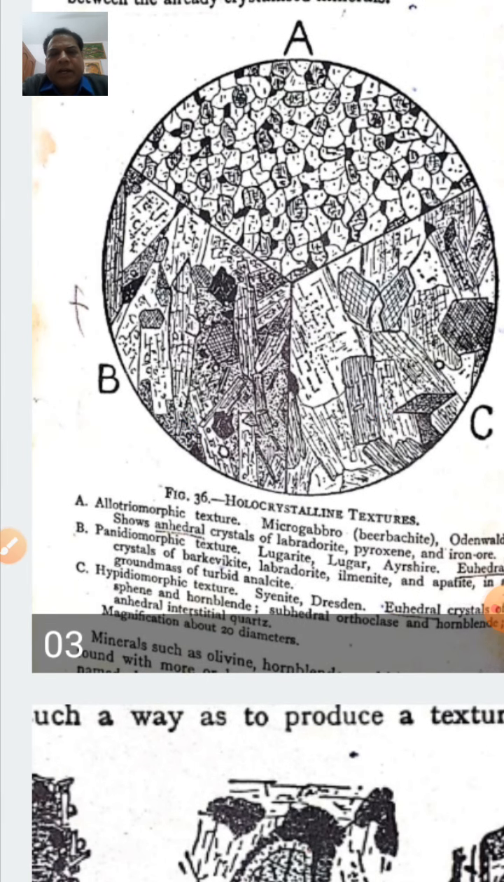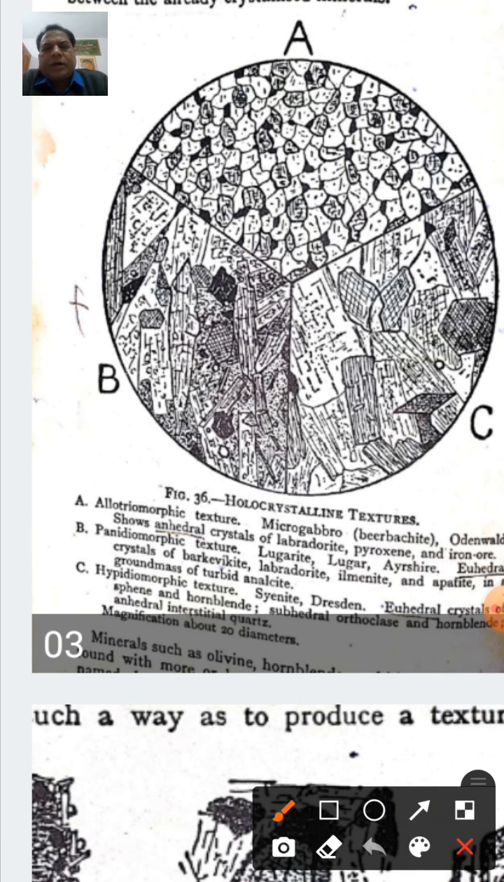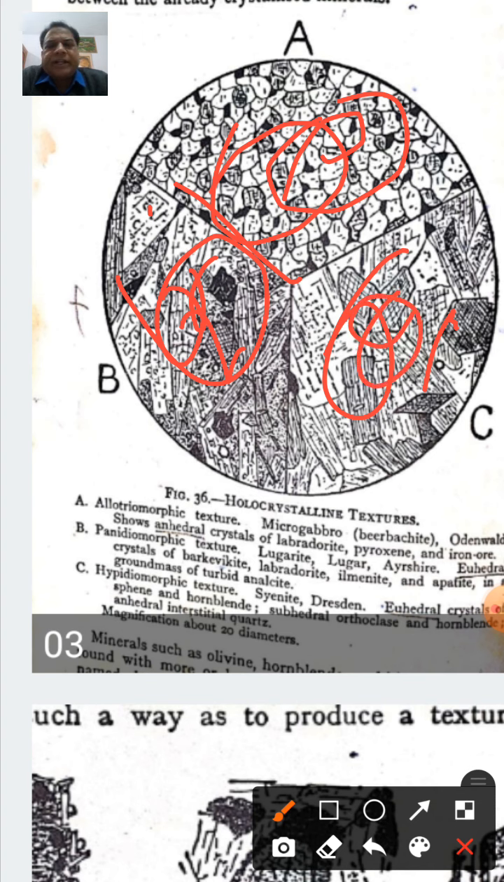Now this is the allotriomorphic texture. What you see is that the faces are not developed but the grains are of equal size. So this is allotriomorphic. What you see here is pandiomorphic. In section B, all crystals have well-defined shapes and are equivalent. This is pandiomorphic. And the third category is where crystals have subhedral shape and are of equal grain size, the hypidiomorphic or granitic texture.